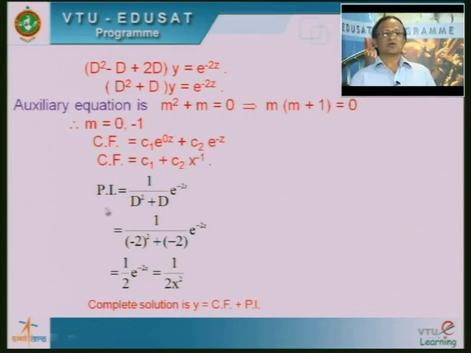Is it clear? Now, we want to find a particular integral. The formula is 1 upon f of d into the right hand side function. So, 1 divided by f of d means d square plus d into e to the power minus 2z, right. You know the formula for how we calculate the particular integral in the case of e to the power minus ax. As I have mentioned earlier, I have to replace d by minus a.